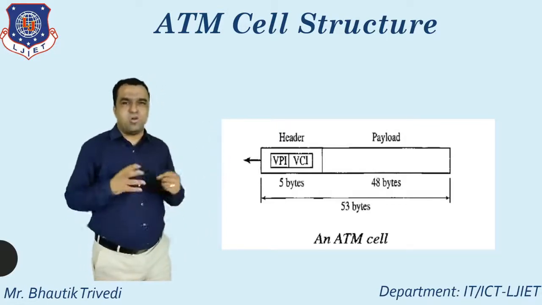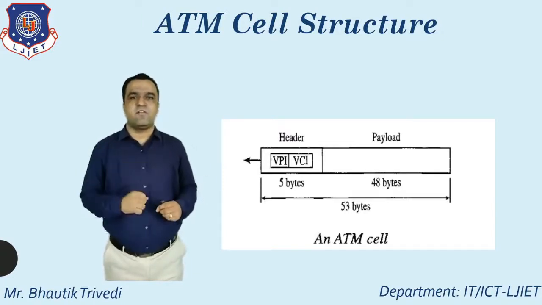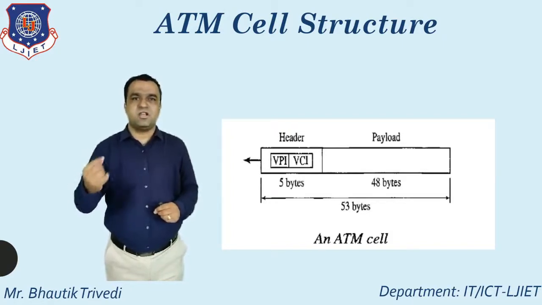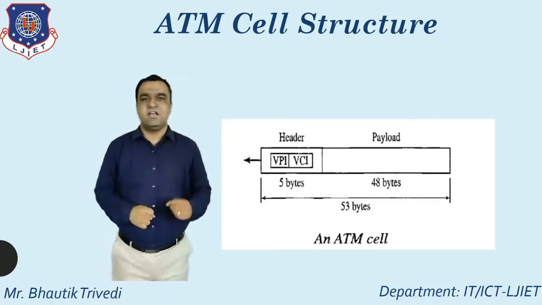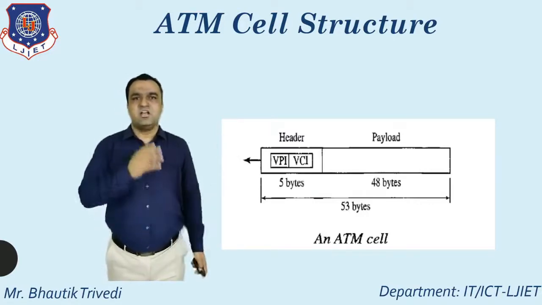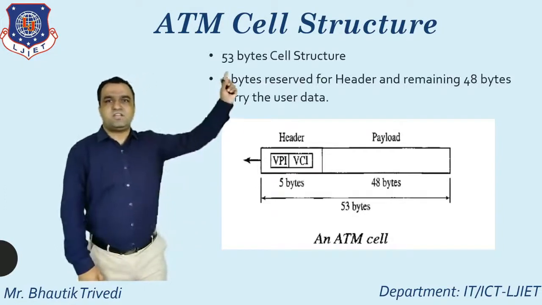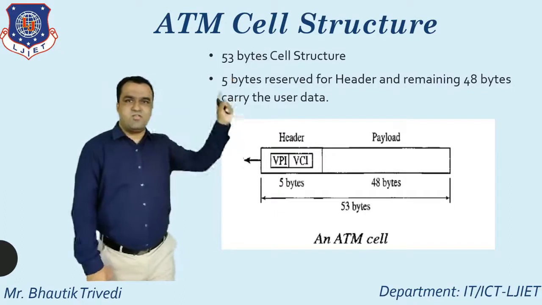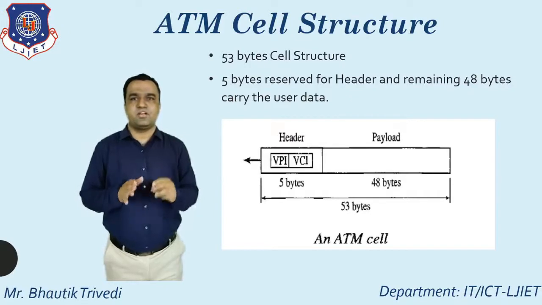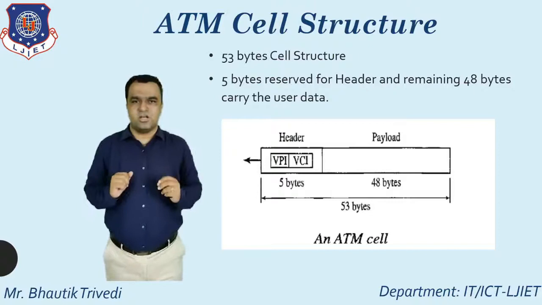The header is a combination of the concepts of VPI and VCI, which you already know from the first session. What is the full form of VPI? It is the virtual path identifier. And what is the full form of VCI? Virtual circuit identifier. Here you just see the 53 bytes cell structure: 5 bytes are reserved for the header, and the remaining 48 bytes carry the user data, which is the payload.